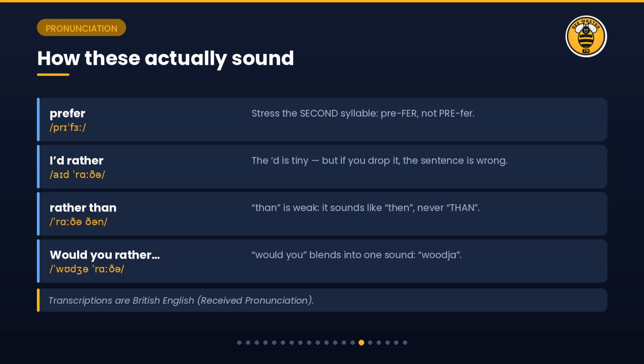I'd rather stay in. Third, the word than is almost always weak. It sounds much closer to then than to than. I'd rather walk than take the bus. And fourth, would you blends into a single sound, something like would ya. Would you rather wait outside? These transcriptions are British English received pronunciation.